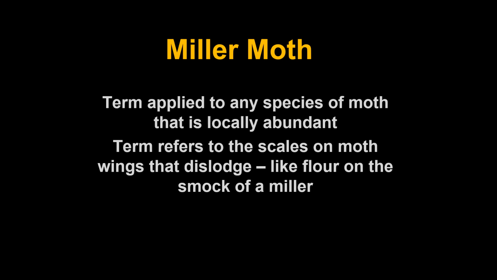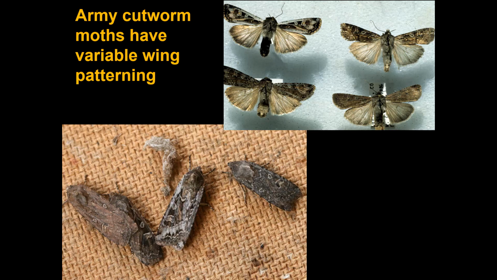They produce little, in this case, scales on their wings. Anyway, different moths are called miller moth depending on where you live. My brother in San Francisco, a totally different kind of moth is called the miller moth there. You live in Georgia, you might have a totally different moth that you call the miller moth. But in the High Plains, Rocky Mountain region, army cutworm is the miller moth, and it's an interesting one.